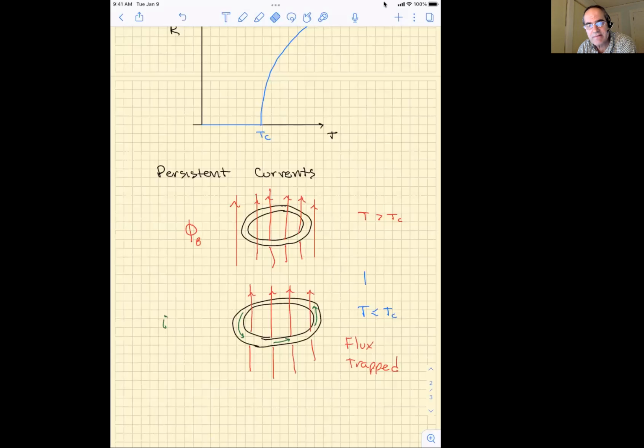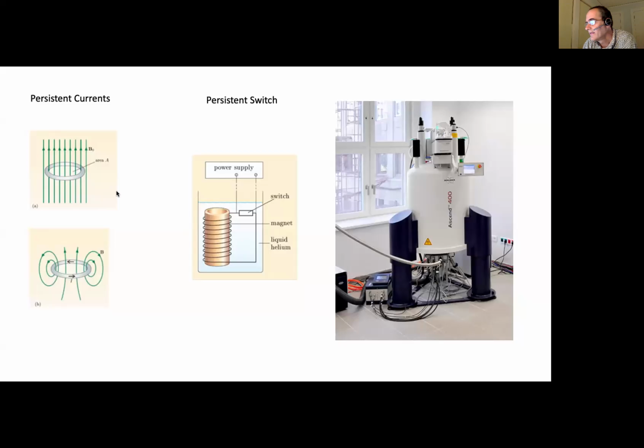There's even an application of this. Hold on one second. Here's an example of an application of these persistent currents. They're used in superconducting electromagnets, like this one. This is the same type of superconducting magnet that's used in the chemistry department upstairs. Only I didn't have time to get a picture of theirs, so I just found a picture of the same model online. Magnets like these always incorporate what's called a persistent switch.